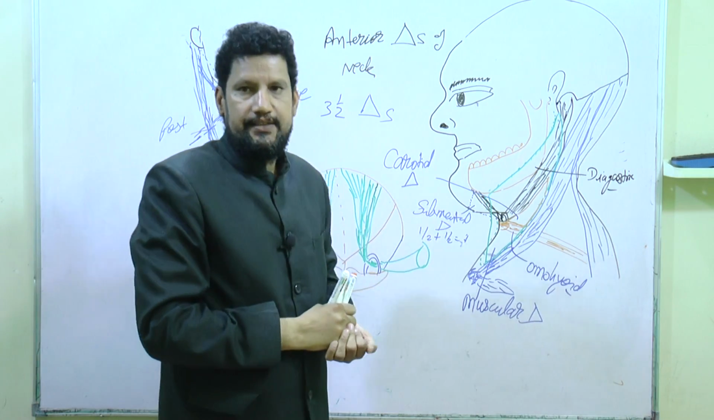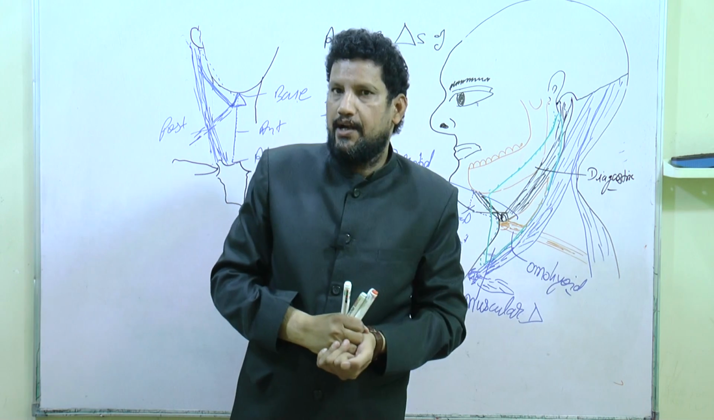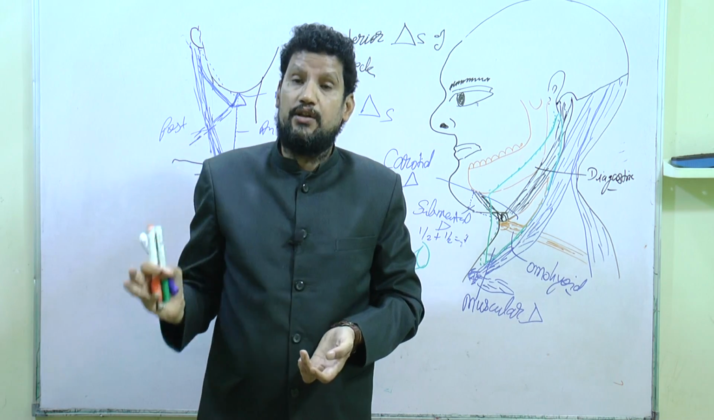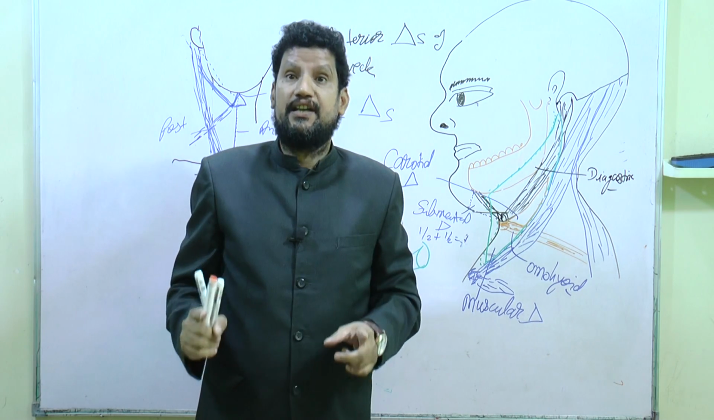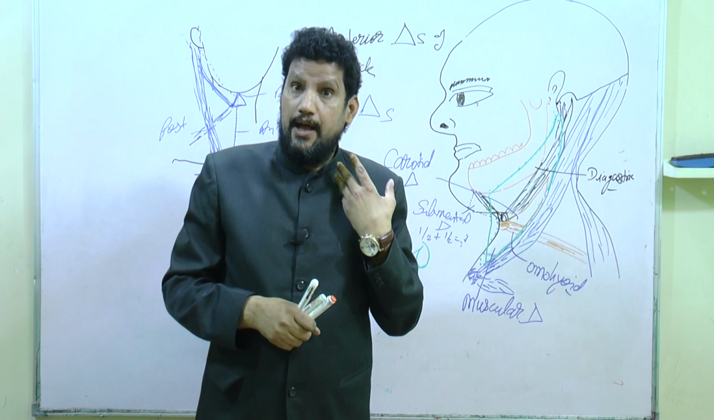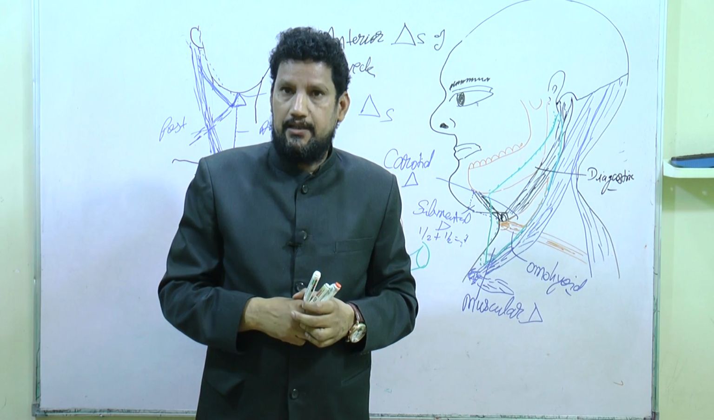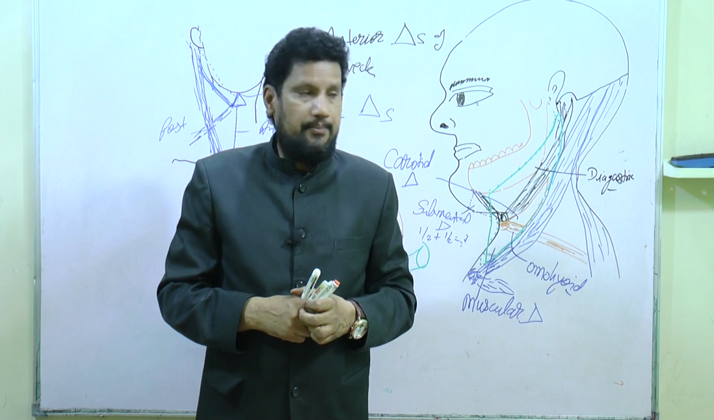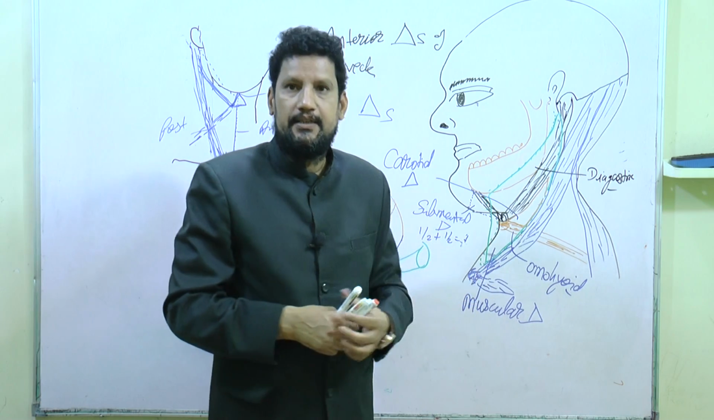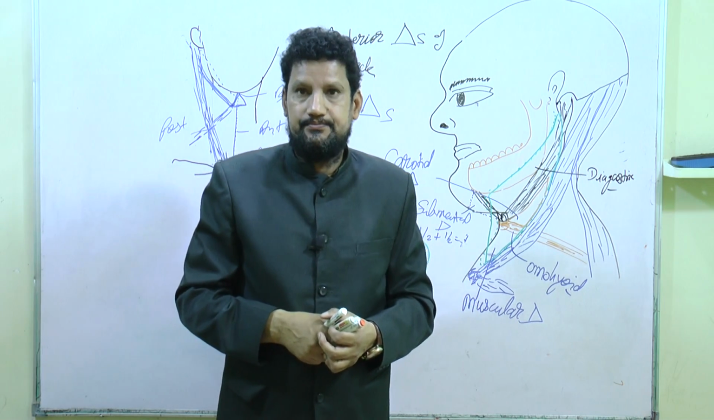So altogether three and a half triangles can be seen on the right anterior triangle of the neck. 3.5 triangles can be seen on the left anterior triangle of the neck. A total of 7 triangles can be seen, because the half right and half left submental triangles form a single triangle.